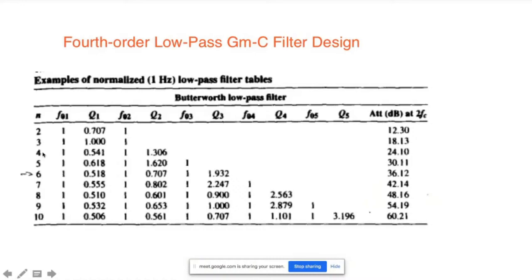Then a fourth order means two second orders. So you have F01, and then F02 and Q2. So you'll have two Qs, Q1 and Q2, which will be the fourth order filter, where you can see Q is going to be increased. Whereas the second order is almost like a Butterworth filter. So you can get this table accordingly, and you can have the values of F0 and Q.